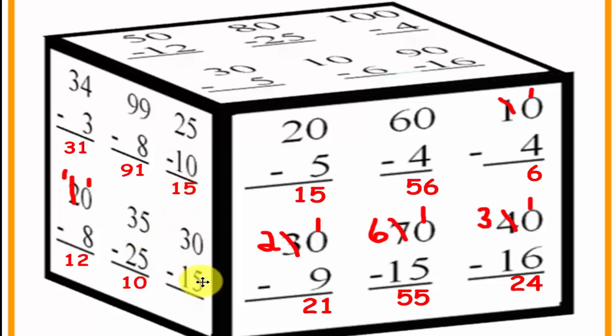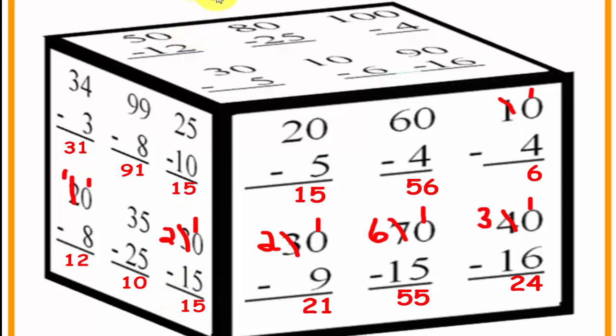30 minus 15. 5 from 0, can't do, so what do you have to do? Well, the answer is 15. 5 from 0, you can't do, so you have to borrow from the tens column. So we borrow 10 from here, which makes this now a 2, and this is a 10. 5 from 10 is 5, and 1 from 2 is 1. So 30 minus 15 is 15.